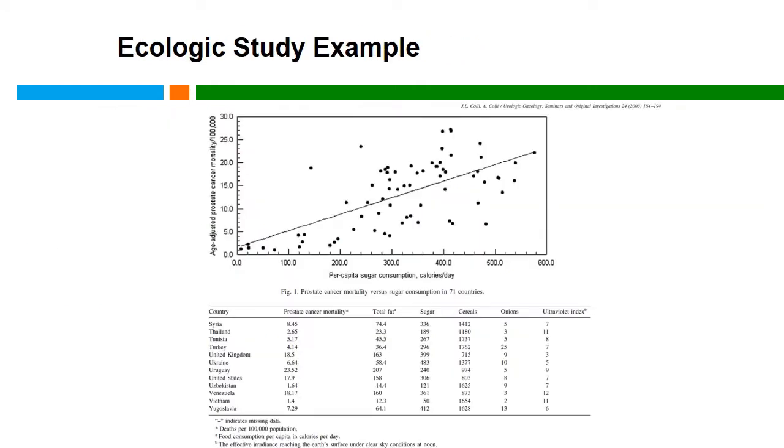So here's an example of a typical ecologic study. In this case, the investigators are examining the relationship between sugar consumption and prostate cancer mortality. Rather than looking at individual level data, that is, individual level information on the consumption of sugar and the risk of cancer mortality, the investigators here are using an ecologic design to assess the association between the two. The graph is a plot of the per capita sugar consumption of each country versus the age-adjusted prostate cancer mortality in each country. And what you can see is clearly a relationship between the aggregate population level sugar consumption and prostate cancer mortality.